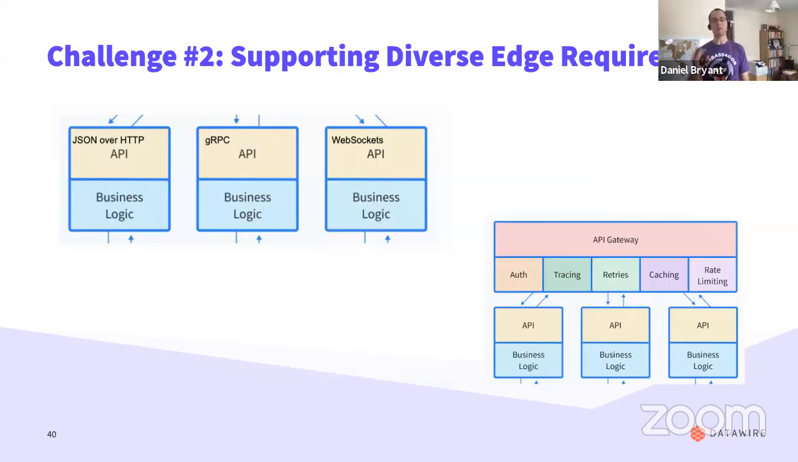The second challenge is supporting diverse edge requirements. This builds on the first, but I've seen a lot of folks now, because we can build microservices, we can choose the right protocol for the job. So, REST is a given, JSON over HTTP, but I'm seeing a lot of gRPC. Binary protocol, protobuf definition, strong contracts. There's a lot to like about gRPC and gRPC web, to be honest. And again, I'm seeing it a lot in the enterprise. And I'm seeing a bunch of WebSockets too.